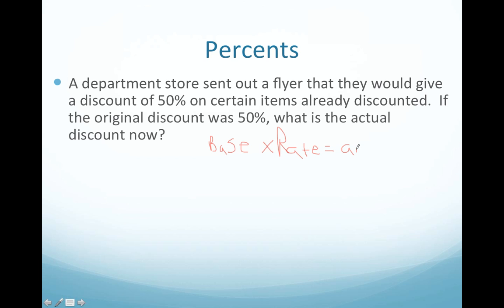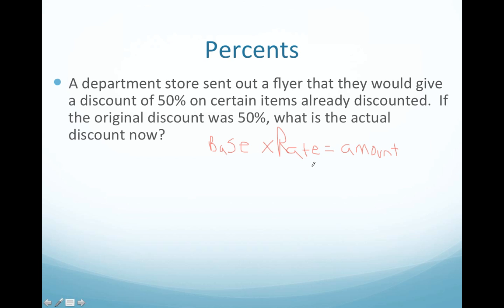The base could be an item purchased. The rate could be a tax rate, and when you multiply those together, it gives you the taxes. The base could be a sales item, and the rate could be a discount rate. When you multiply that together, it gives you the discount amount.